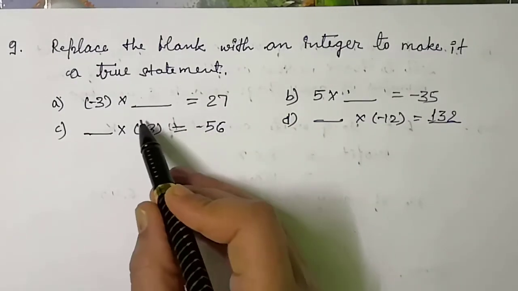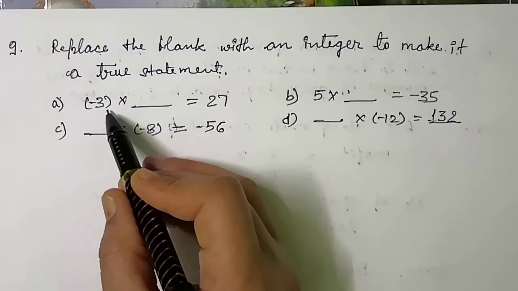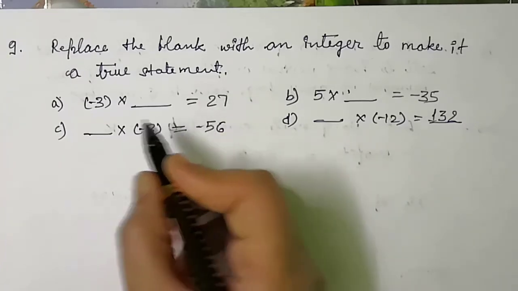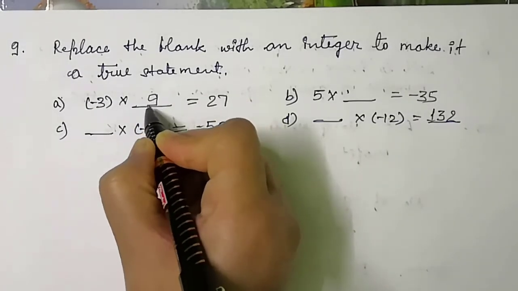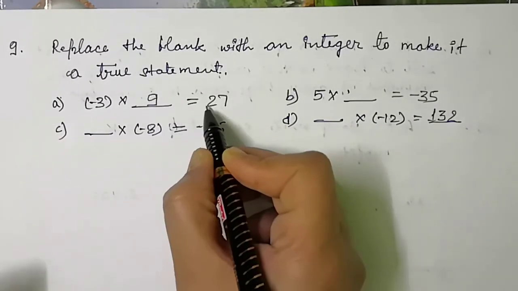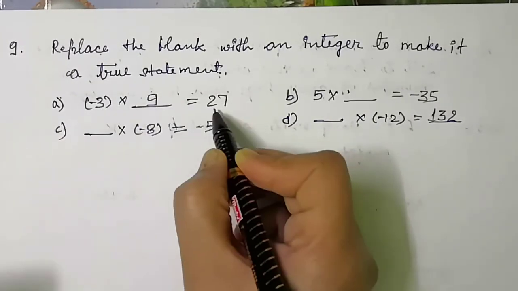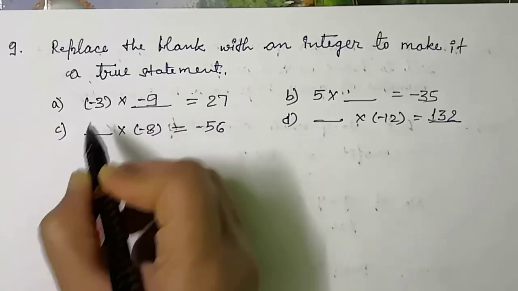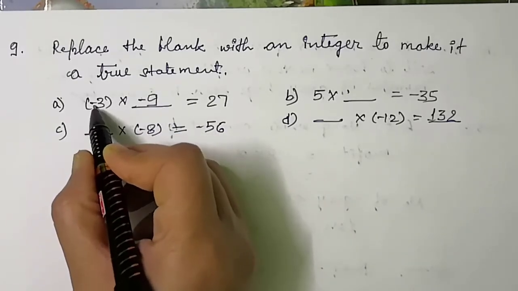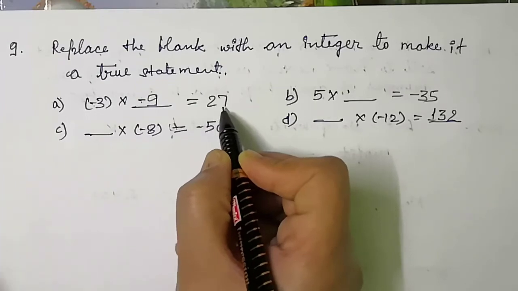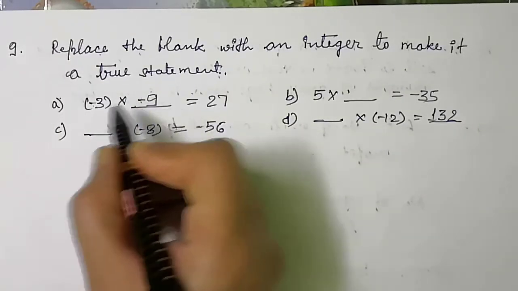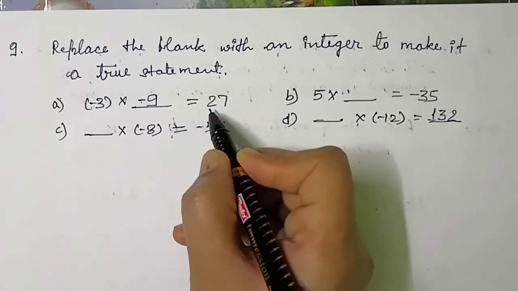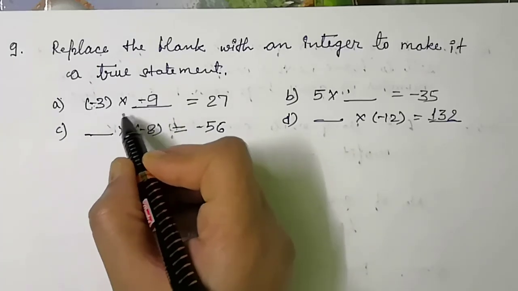See, this is very easy. You just remember the table of 3. In how many threes do you get 27? Yes, 9. 3 nines are 27. But see the sign. Here minus is given, but in the answer we are getting plus 27. So that's why we put minus here, so that minus minus will be plus, and we get 27. If we put only 9 here, then plus minus will be minus, and we get minus 27 in the result. That's why we put minus 9 here.